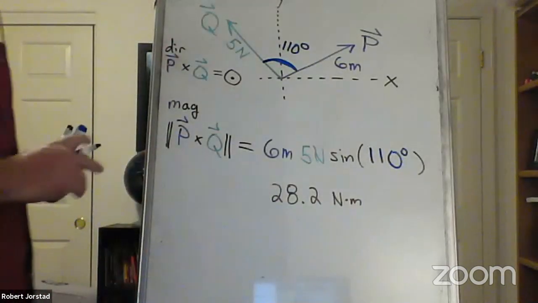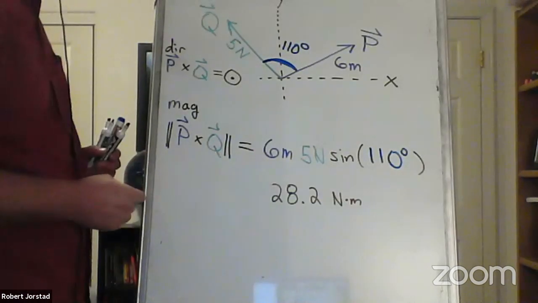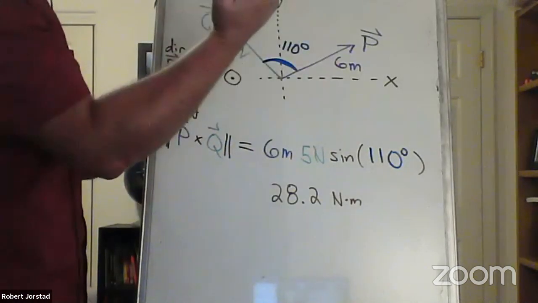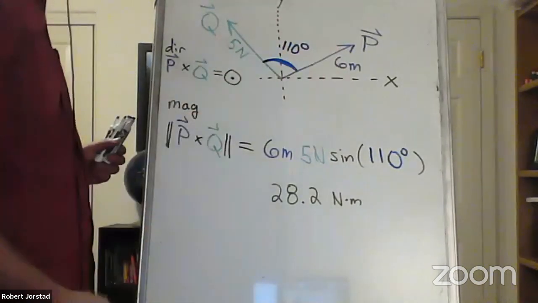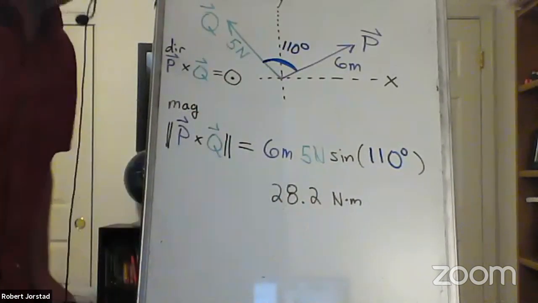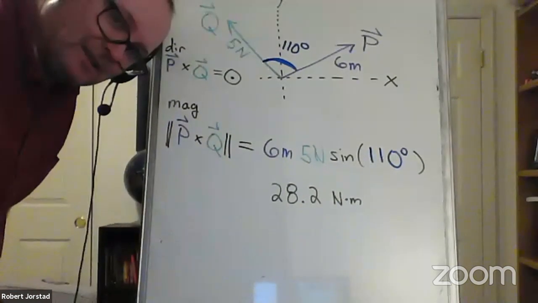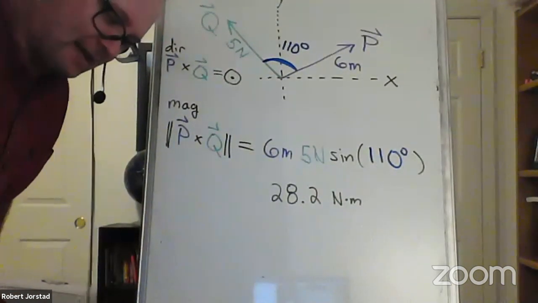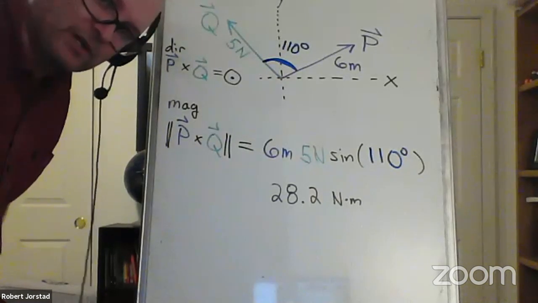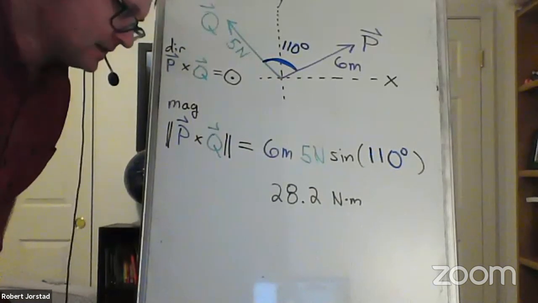And so the idea is the torque here is out of the page. P goes to Q, goes out of the page. The magnitude is 28.2. So this is a different style. They both have their uses. If you only learn one style, you're going to be slow when you have to do real work. That's just the facts.